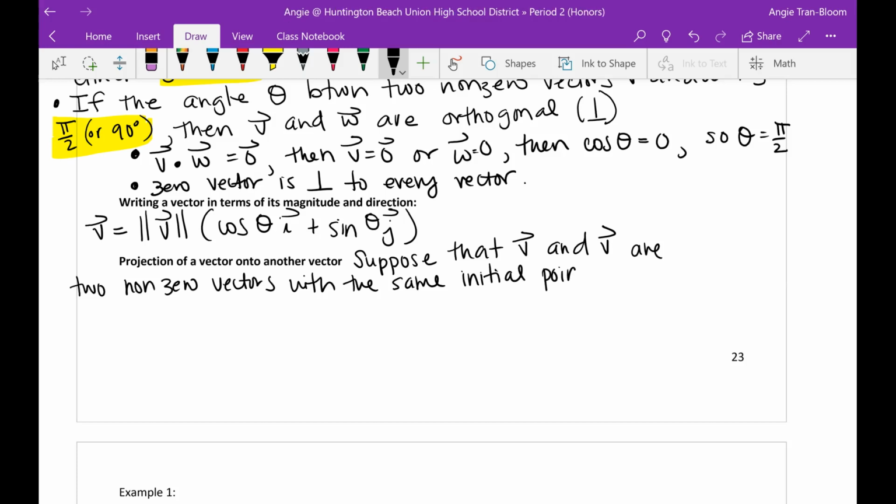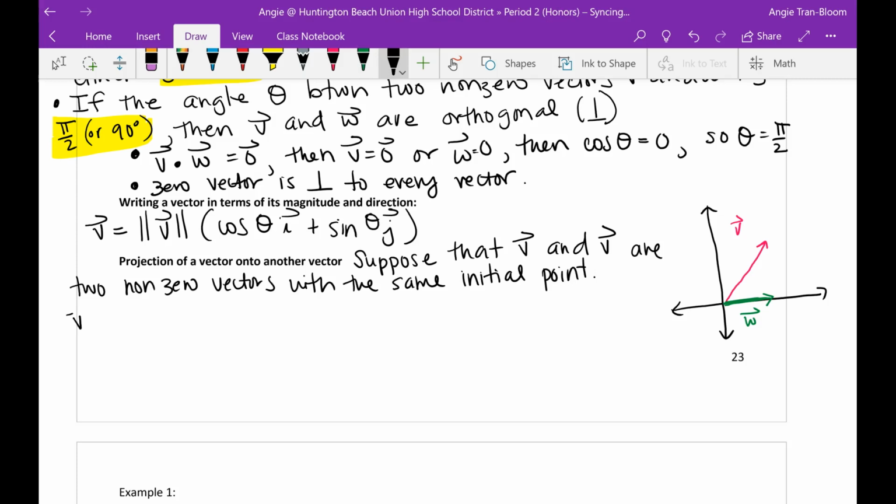So I'm just going to pause right there and do a little sketch so we have an understanding visually of what I'm trying to say. Let's do vector v here. Let's do vector w this way. It just said as long as they have the same starting point. Keep on going.